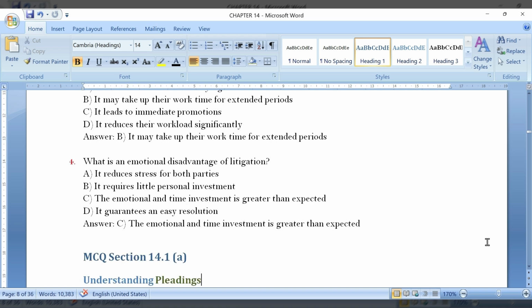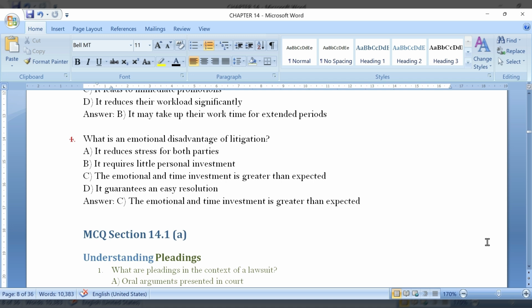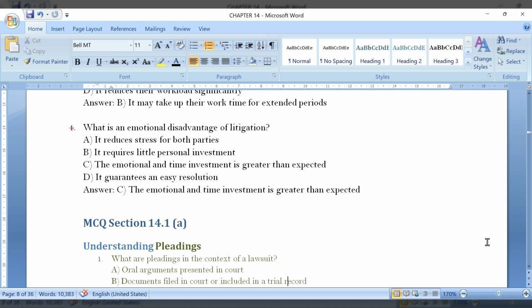4. What is an emotional disadvantage of litigation? A. It reduces stress for both parties. B. It requires little personal investment. C. The emotional and time investment is greater than expected. D. It guarantees an easy resolution. Answer: C. The emotional and time investment is greater than expected.